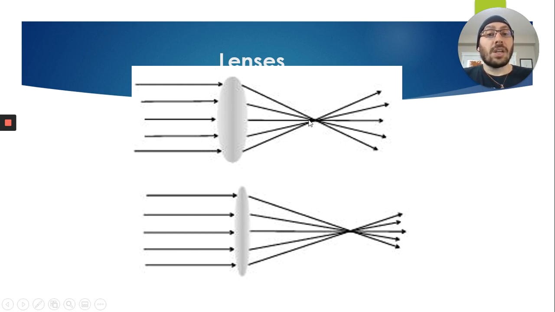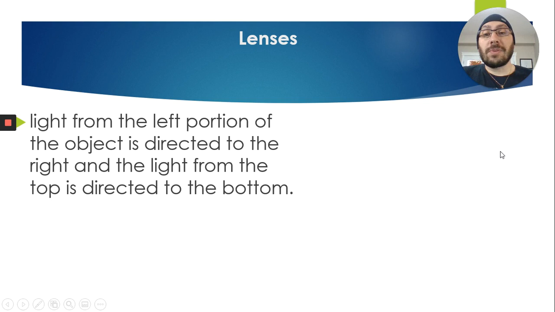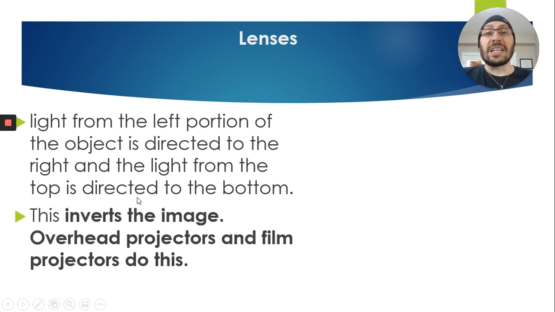So you'd use lenses to move that focal point so it's right onto the back of the eye, which is called the retina. Light from the left portion of the object is directed to the right, and the light from the top is directed to the bottom. Hence, we end up getting what kind of image? It's an inverted image. It flips it upside down. This is just like overhead projectors and film projectors.